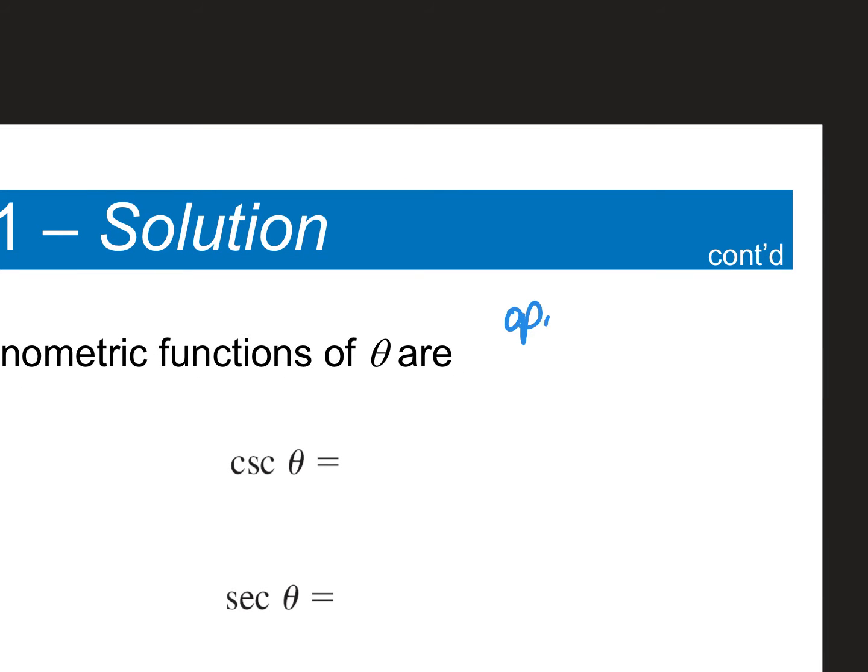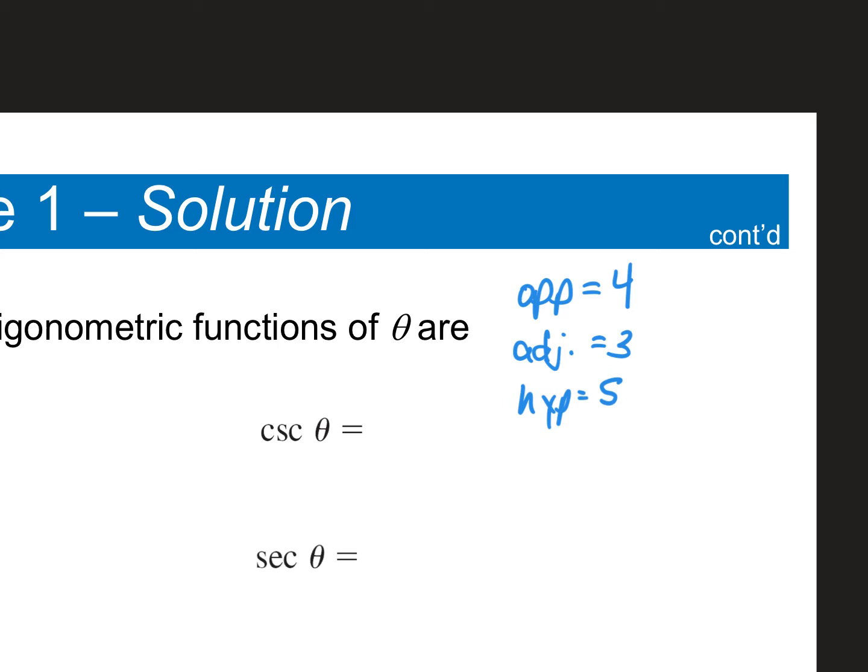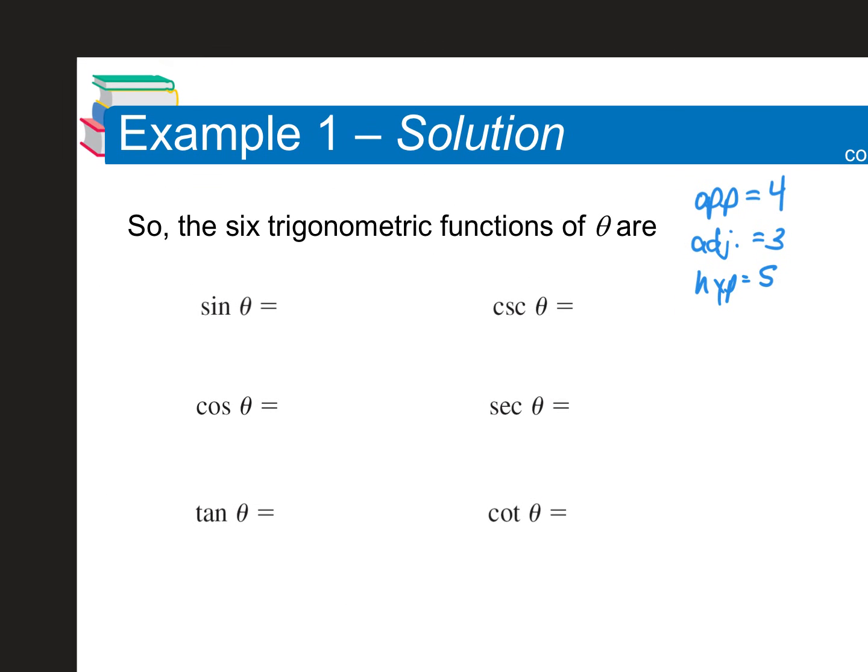What did you guys say the opposite side was? What number? 4. What was the adjacent side? And what was the hypotenuse? 5. A lot of times, guys, if you just look at the triangle and you don't label, you make silly mistakes. If you write out what the opposite side is, what the adjacent side is, what the hypotenuse is, it's really simple to do these 6 trig functions.